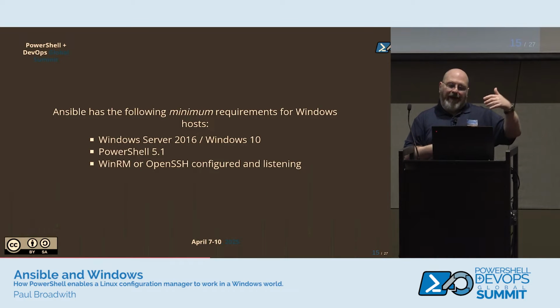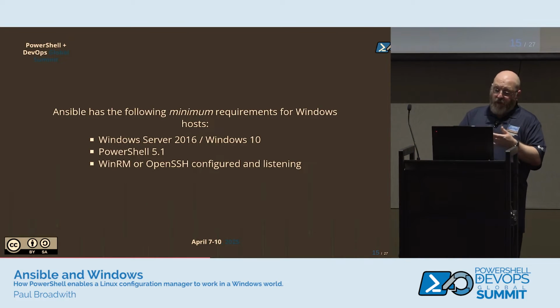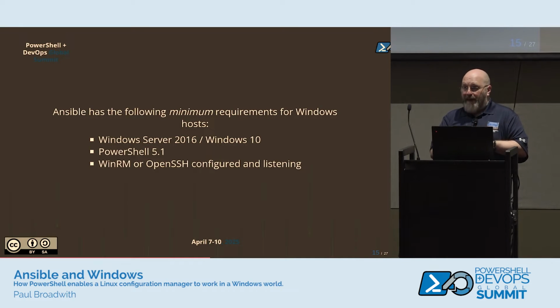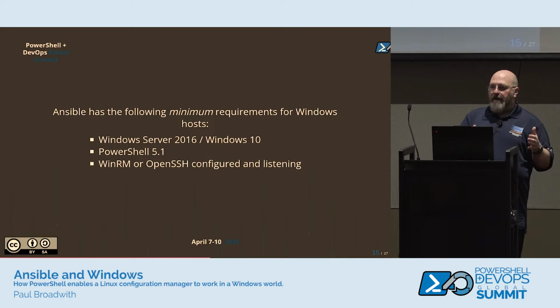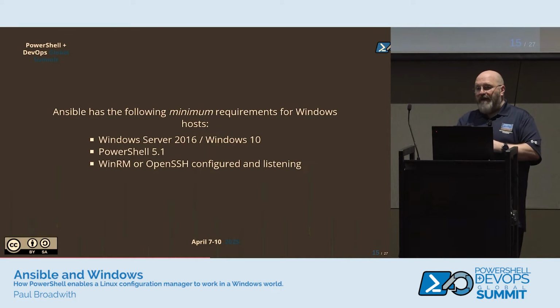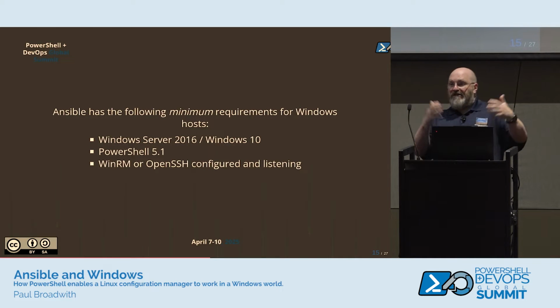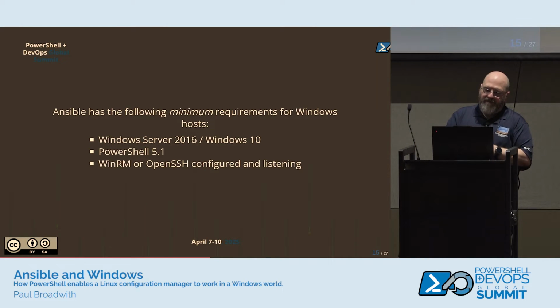But when I gave this talk, again, 3 years ago, the minimum requirements were Windows Server 2012, Windows 8.1, and PowerShell 3 and .NET 4. So I don't imagine the entire Ansible Windows collection has been rewritten for Windows PowerShell 5.1. So your mileage, again, will vary. Maybe you can run it and it'll work on Windows 7 if you happen to have any of those lying about. But the minimum requirements are what's officially supported. Obviously, if you're using WinRM or OpenSSH, then that needs to be configured and listening as well.